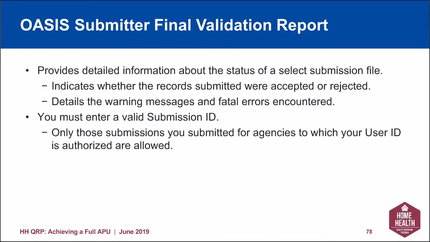These are 901 invalid zip file, no system generated FVR created. 902 invalid XML file, record not on system generated FVR. 904 invalid XML file, record not on system generated FVR. 3162 unauthorized submitter.